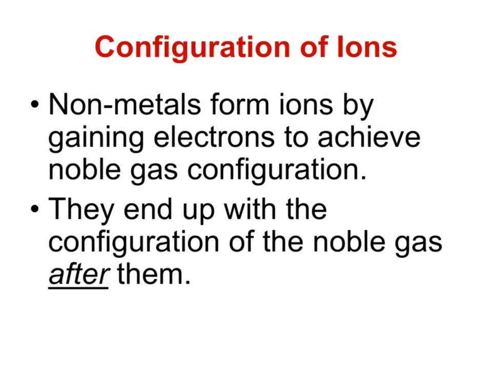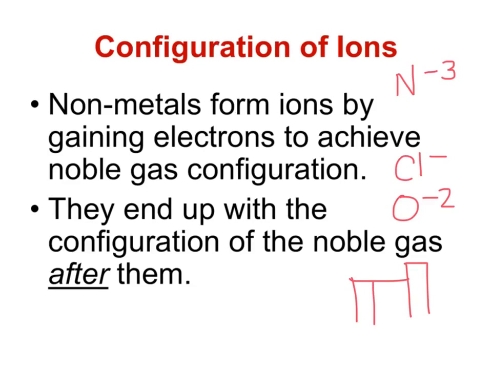Alright, so nonmetals tend to form negative ions. They are all going to tend to gain electrons. So for example, nitrogen forms a -3, chlorine forms a -1, oxygen forms a -2. It's based on their location. I showed you this before. If we go over here to the right side of the table, they go -3, -2, -1.